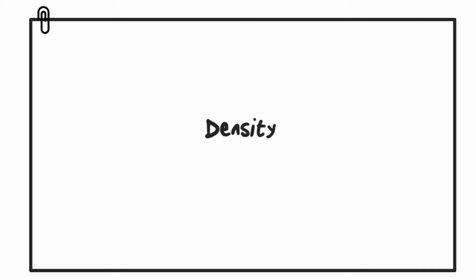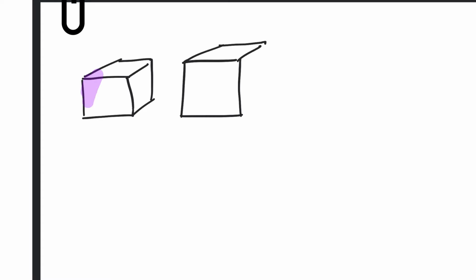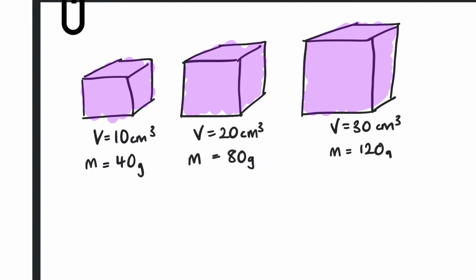So to start off with, we're going to have a look at the relationship between mass and volume. So let's say that we had 3 different blocks of the same material, but each of the blocks had a different volume. Would we expect each of those blocks to have the same mass?